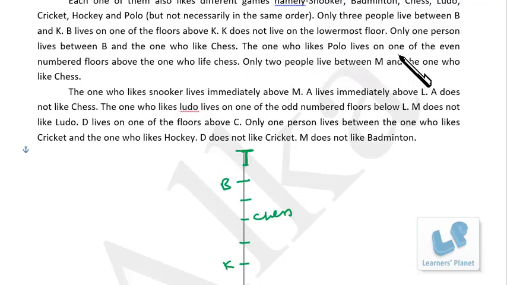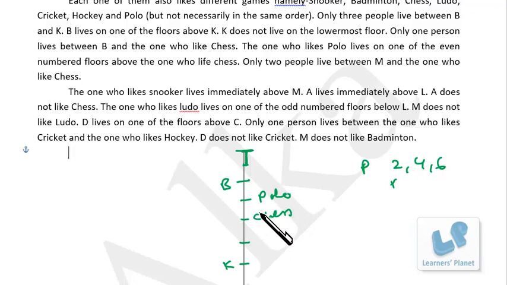The one who likes polo lives on one of the even numbered floors above the one who likes chess. So polo is an even number. That means chess has to be an odd number. So polo may be on 2 or 4 or 6. If it is above chess, then it cannot be 2. It can be 4, or it can be 6. If it is the 6th floor and then the 7th floor, then K will be the lowermost. So that's not possible. That means polo is over here only.